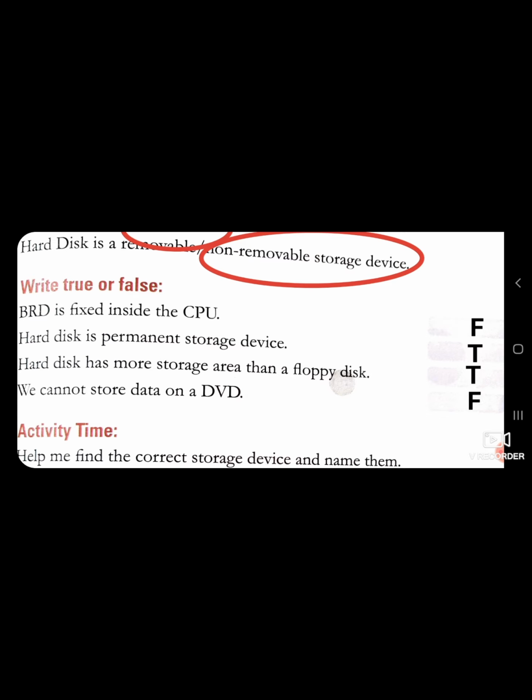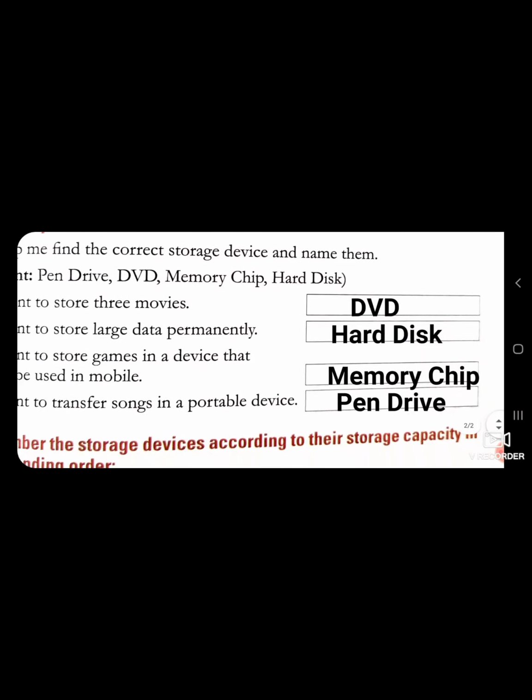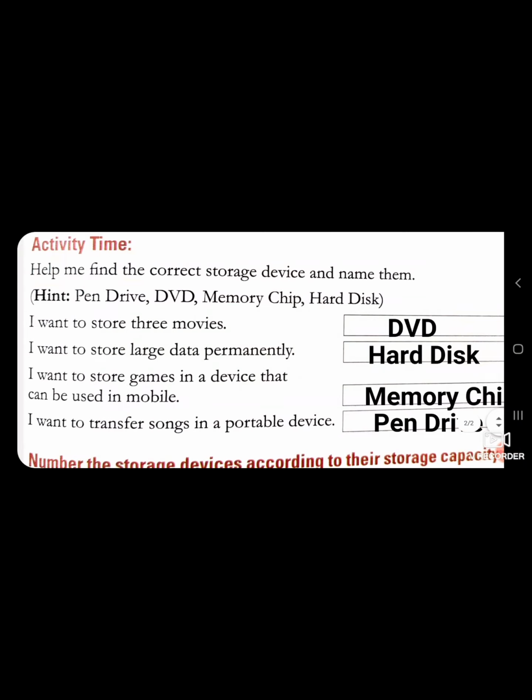So write down true. Number 3, hard disk has more storage area than a floppy disk. Answer is true because floppy disk stores very small programs. But hard disk, it has large data. Okay. Number 4, we cannot store data on a DVD. Is it true? No, it is not true because DVD is a storage device. So of course we can store data on a DVD. Write down false.